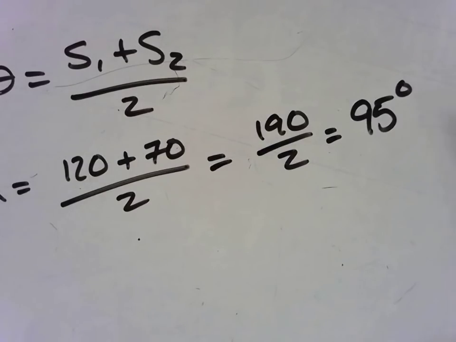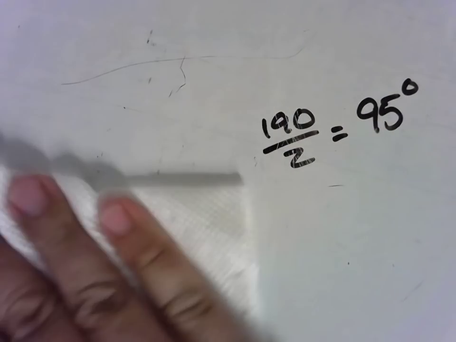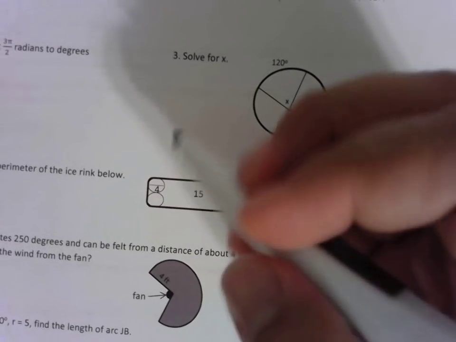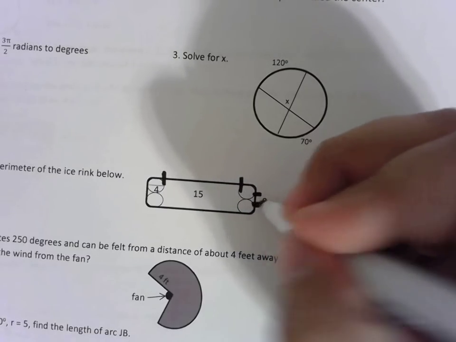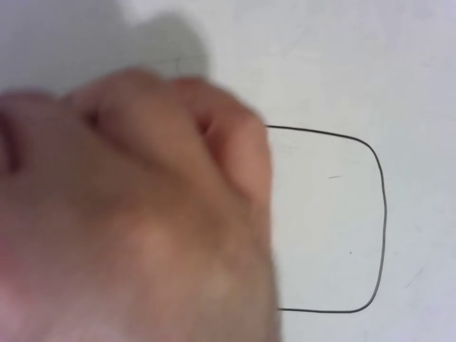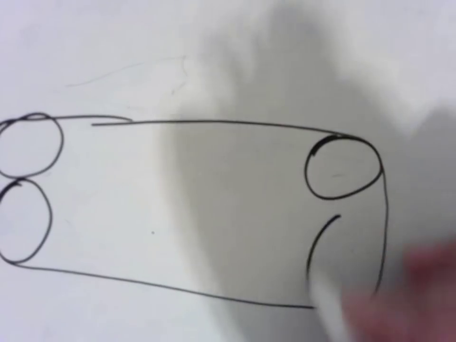Next one is to find the perimeter of the ice skating rink. Perimeter is the outside edge. So we're trying to find the outside edge of this ice skating rink. What I failed to tell you was from here to here is 15, and from there to there is 8. So right now as this sits, I'm just going to draw a super rough sketch. This is 15, which means this side is 15. I said this was 8, which means this side is 8.